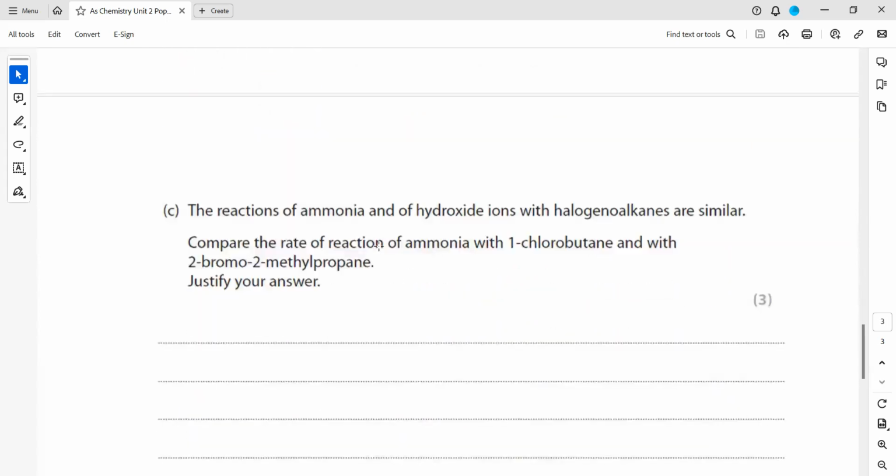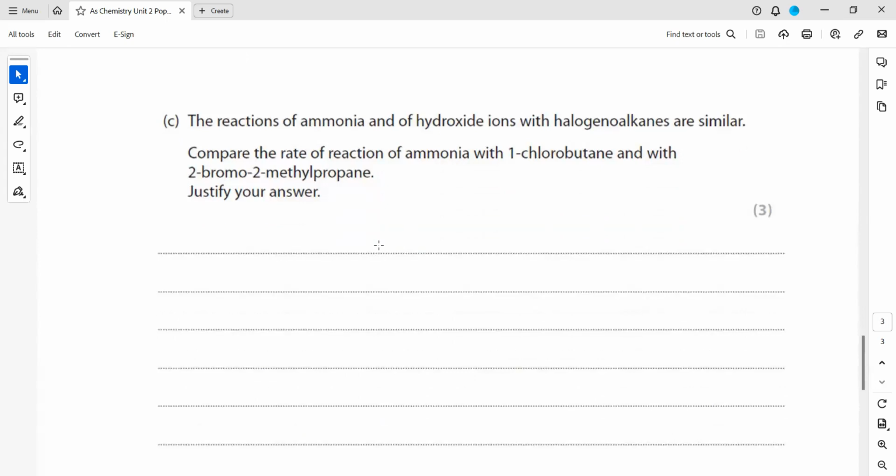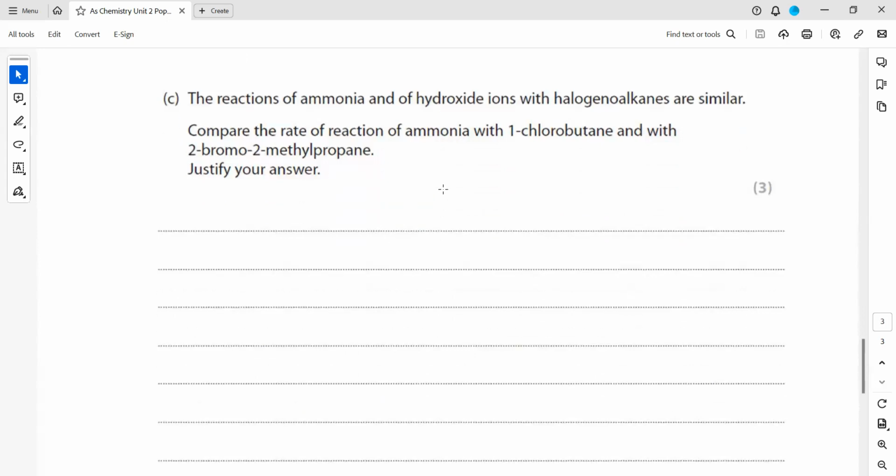The next is: the reactions of ammonia and hydroxide ions with halogenoalkanes are similar. Compare the rate of reaction of ammonia with 1-chlorobutane with 2-bromo-2-methylpropane. Justify your answer. So first, we have 1-chlorobutane, CH3, CH2, CH2, CH2, Cl, and we have 2-methylpropane with 2-bromo, like the second position has bromine, the second position has a methyl, and propane.